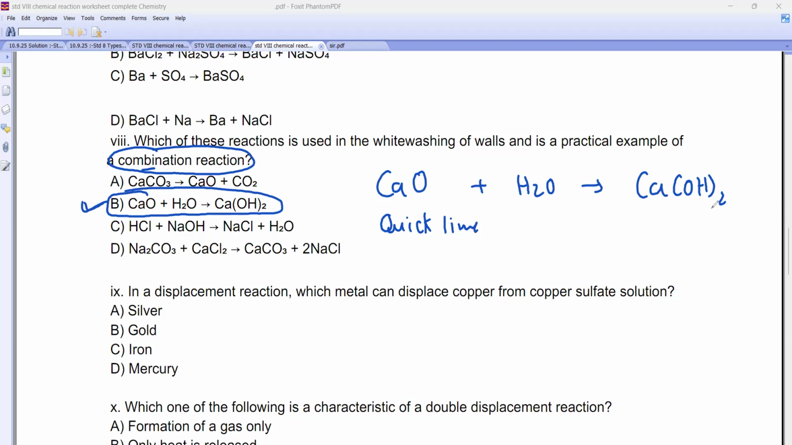And this is quick lime. And calcium hydroxide, what do we call it? Slaked lime. Slaked lime. Clear?